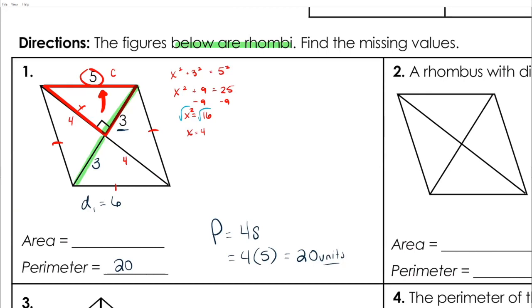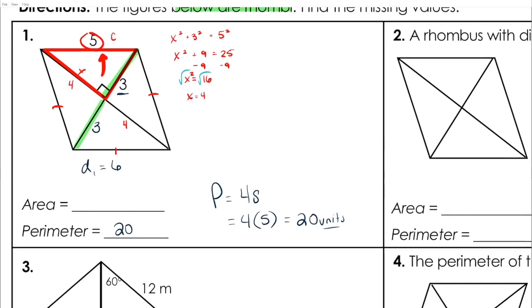Okay, so we've got a 4 and a 4, which tells us the full length is 8. So diagonal 2 is 8. All the way across that diagonal from vertex to vertex. Area is diagonal 1 times diagonal 2 over 2.